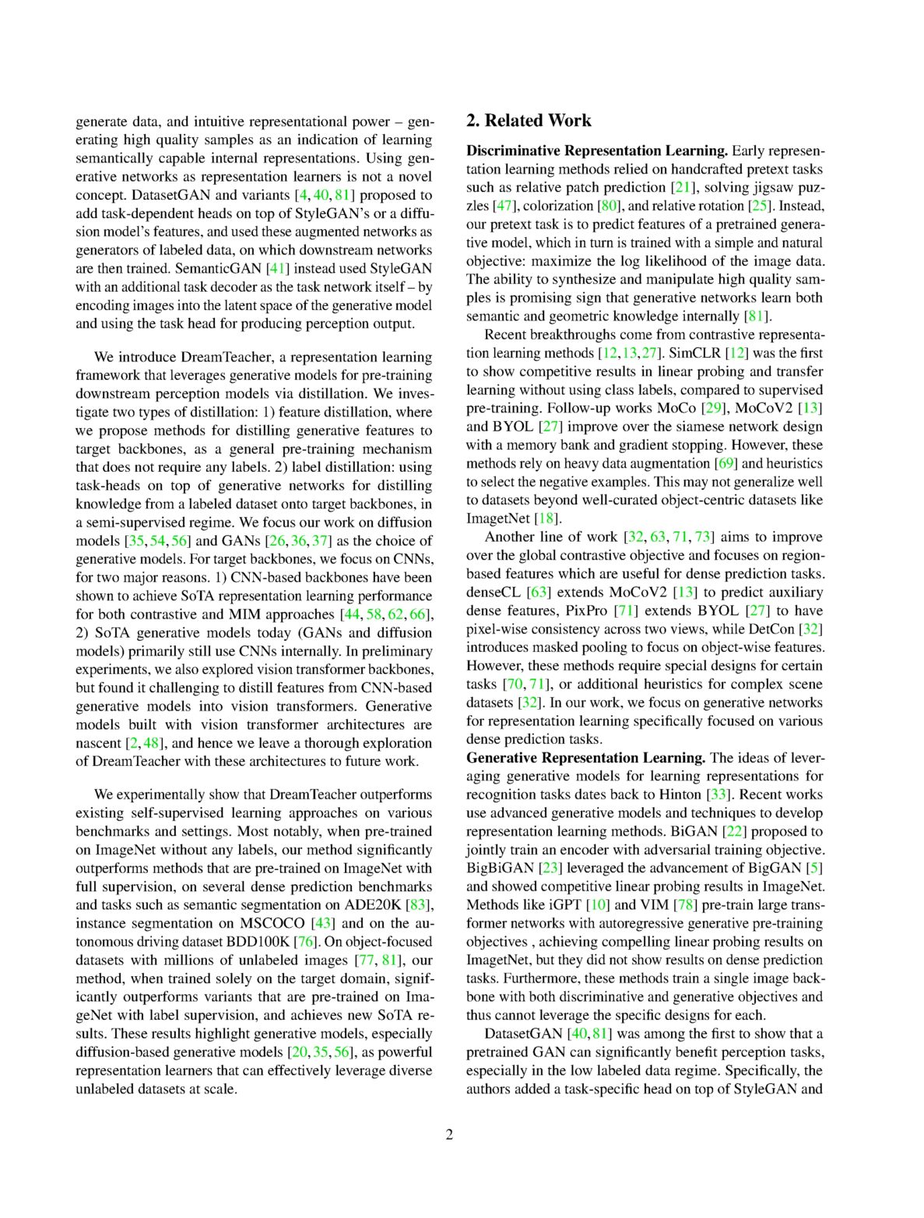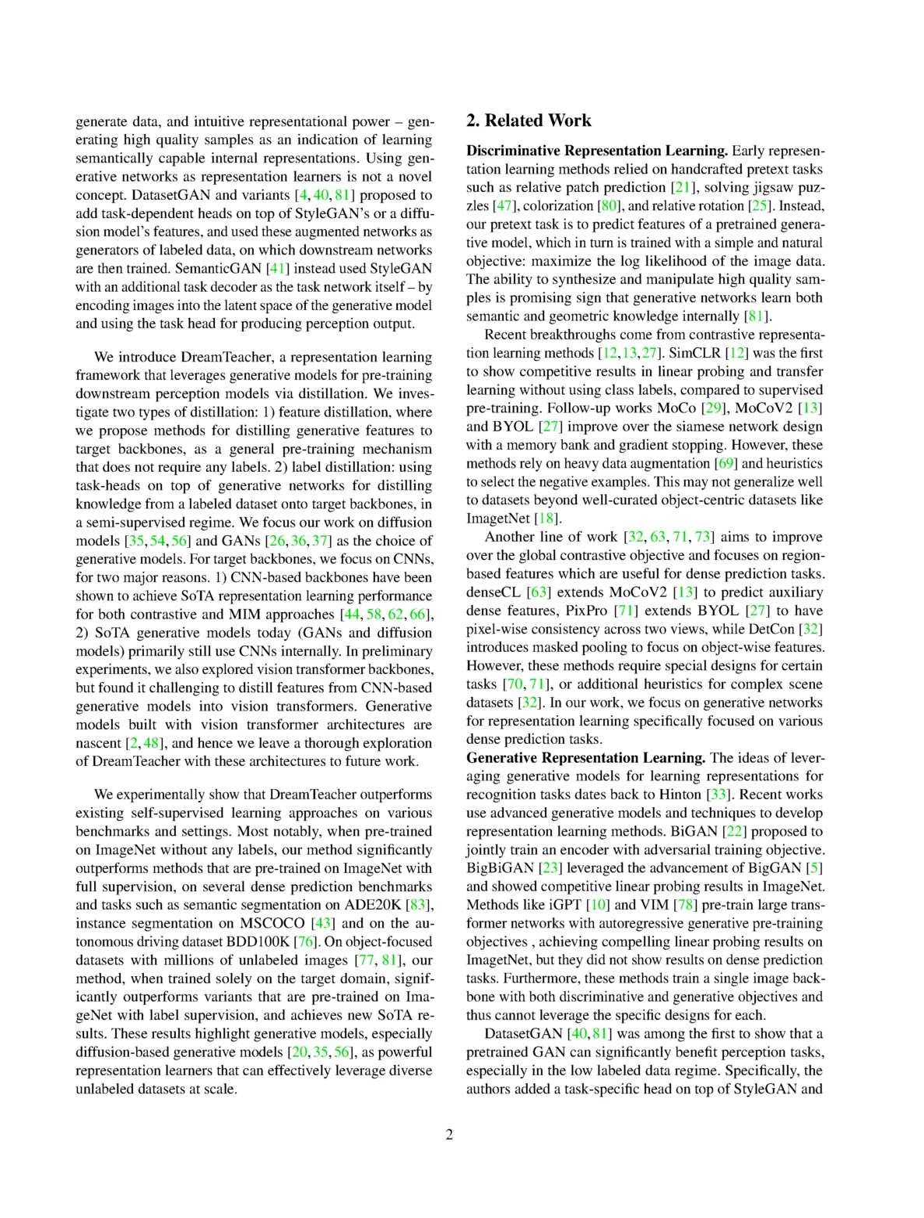Moving on to generative representation learning, the concept of using generative models for learning representations for recognition tasks has been around since Hinton's time. Recent works have used advanced generative models and techniques to develop representation learning methods. For example, BigBiGAN proposed to jointly train an encoder with an adversarial training objective. BigBiGAN used the advancements of BigGAN and showed competitive linear probing results on ImageNet. Methods like iGPT and ViT-VQGAN pre-train large transformer networks with autoregressive generative pre-training objectives, achieving compelling linear probing results on ImageNet. However, they did not show results on dense prediction tasks.